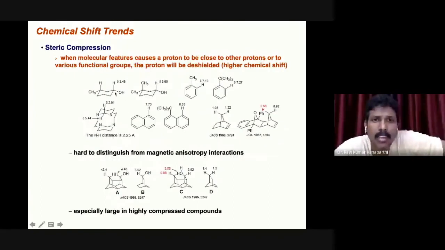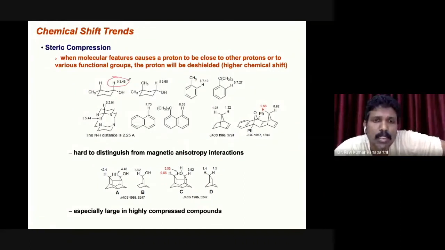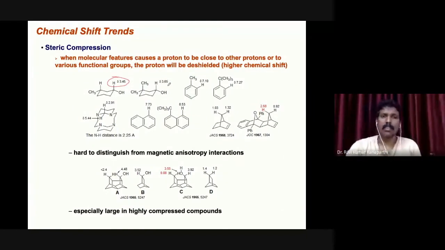Again, you can see here it is a cyclohexanol type, and I'm not sure, it is a boat form, right? You can see 2 hydrogen atoms. Suppose one of the axial hydrogens is replaced with a methyl group, then there is a steric factor, and that steric factor influences the chemical shift value of the other proton. You can see here it is 3.45, in the other case it is 3.65. So 0.2 is the difference in chemical shift value.